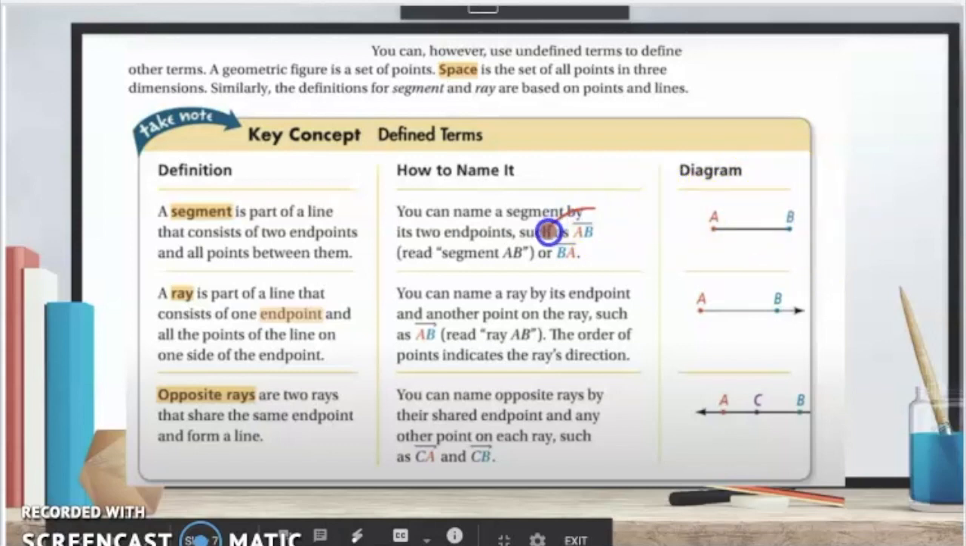The notation for it would be a little dash on the top of the letters. You can name it AB or BA. Ideally, we want it in alphabetical order, but BA is also acceptable here.